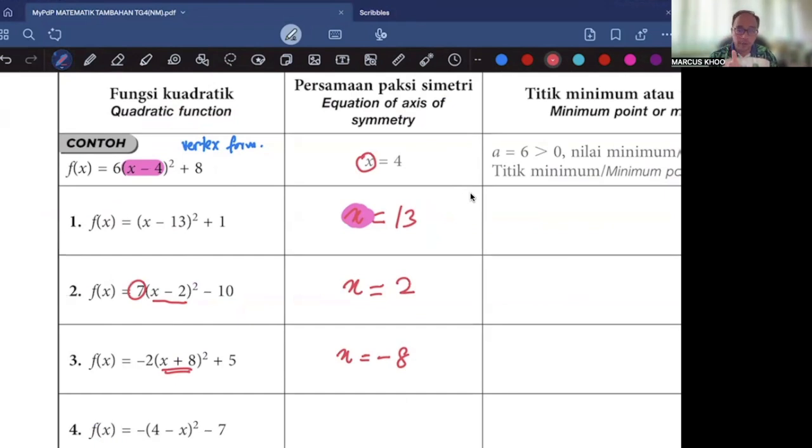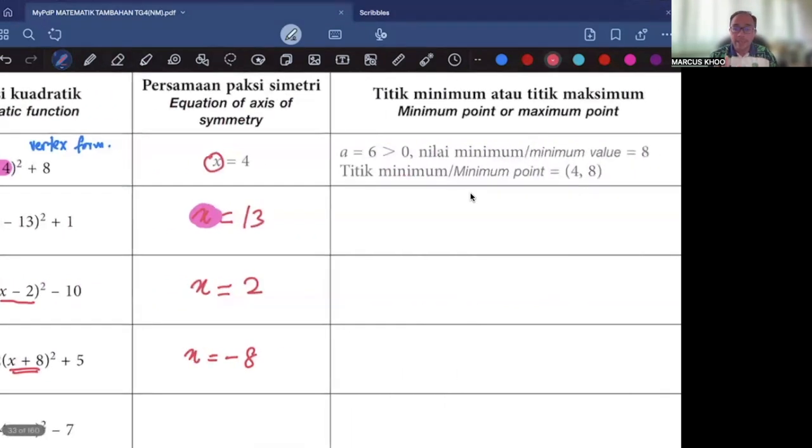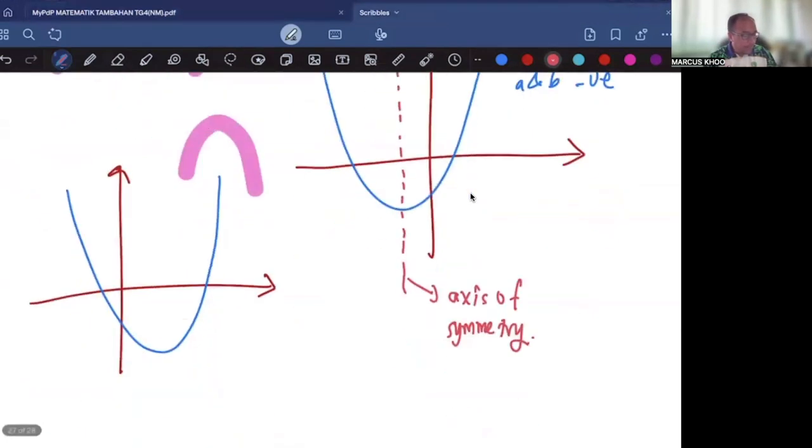First of all, the equation of the axis of symmetry. Secondly, what is the minimum or the maximum point value? At the axis of symmetry, there is a point over here, and this is called the minimum point.